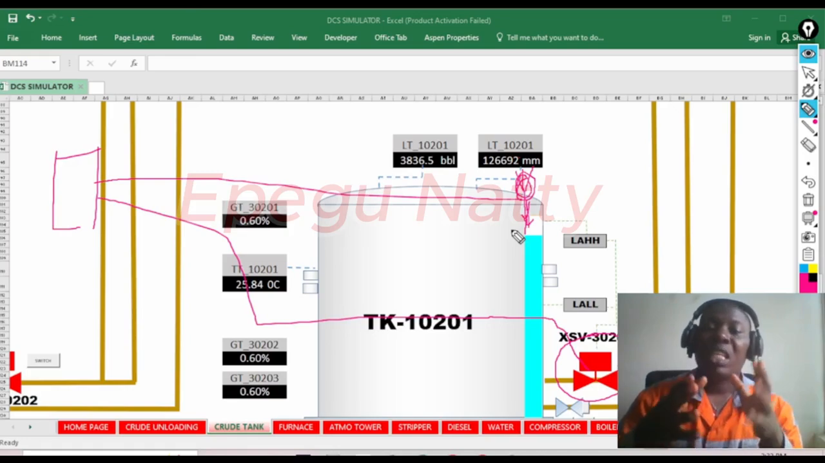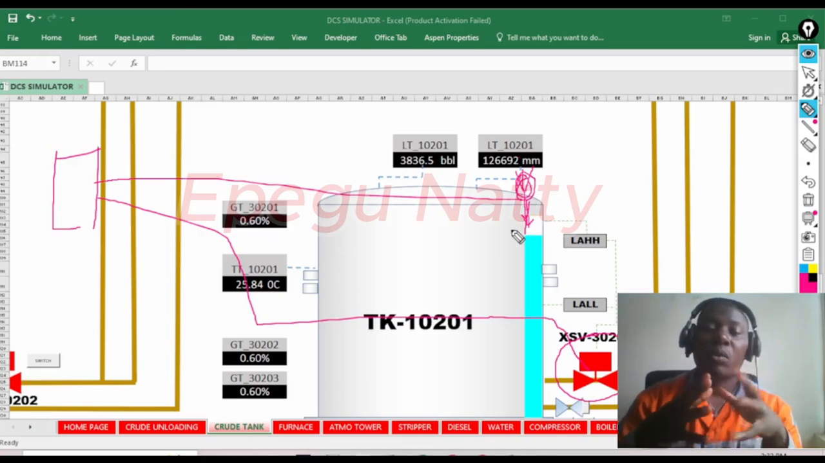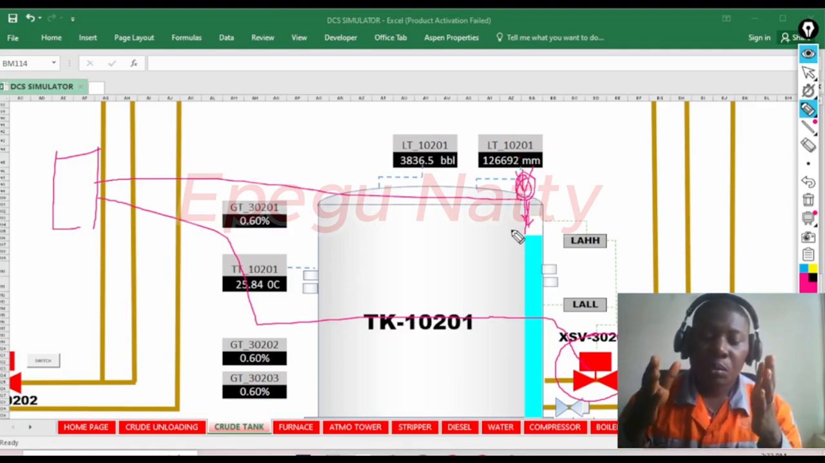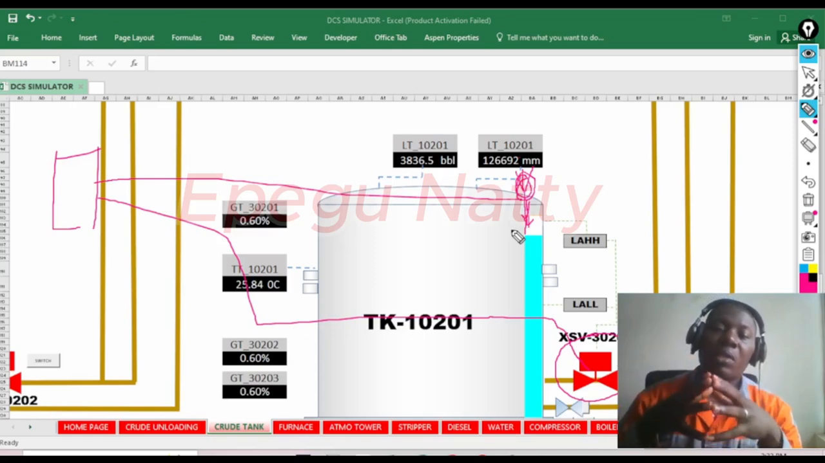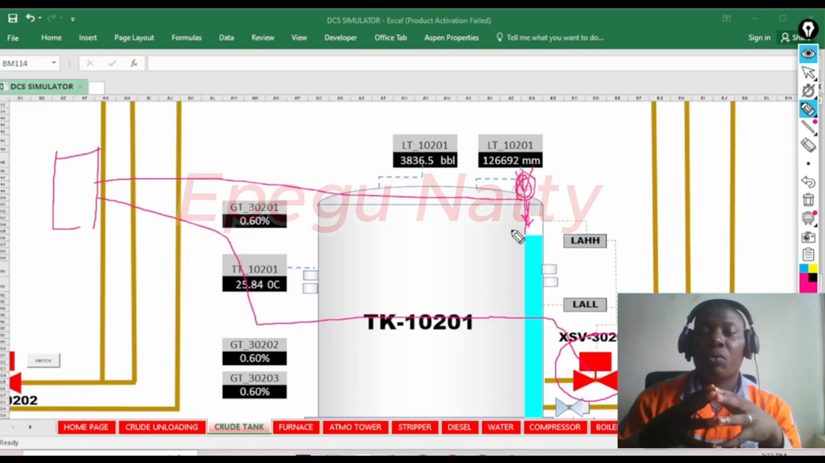Then now the next one is that it must be accredited. I think I mentioned this in the part 1 of this video. It must be proven that this ESD is actually working perfectly. Now the final one is that it must be managed under the SIL lifecycle using IEC 61511. So that's the standard for SIS.